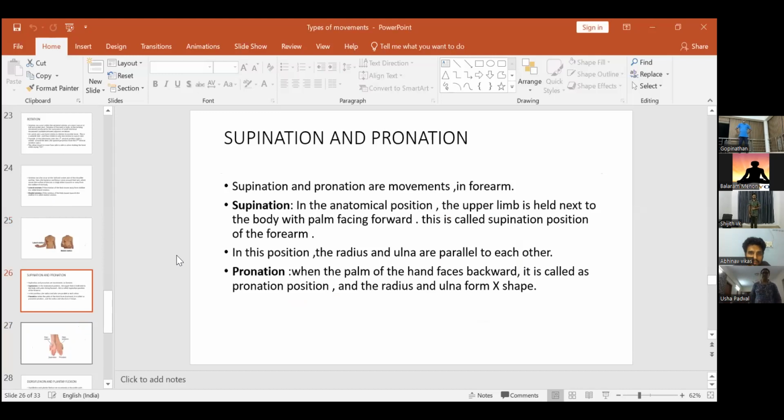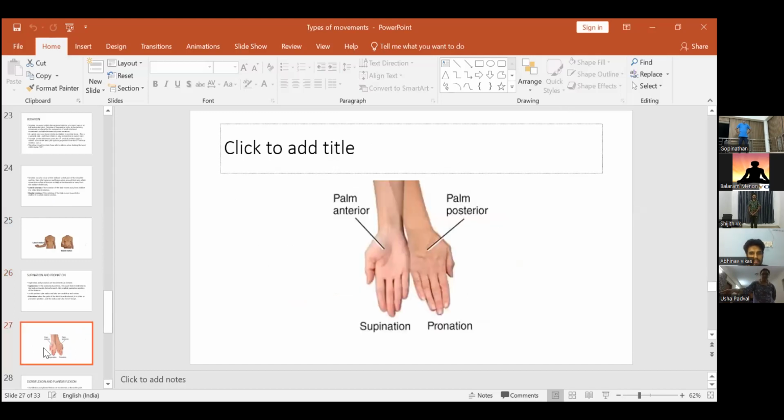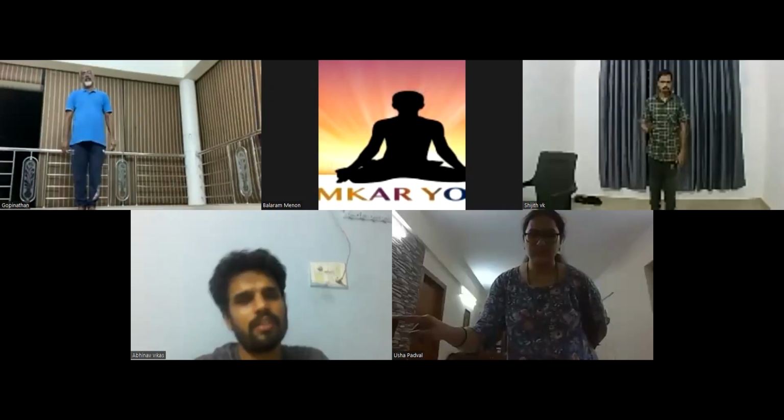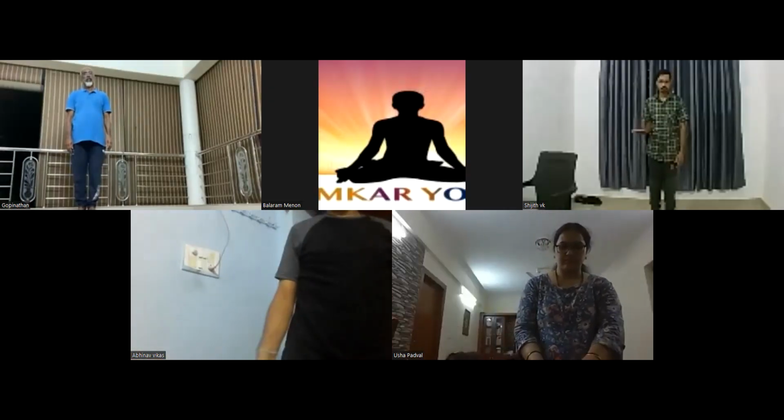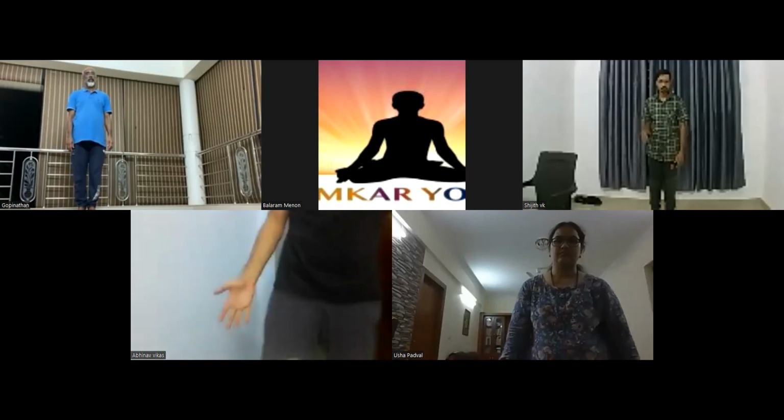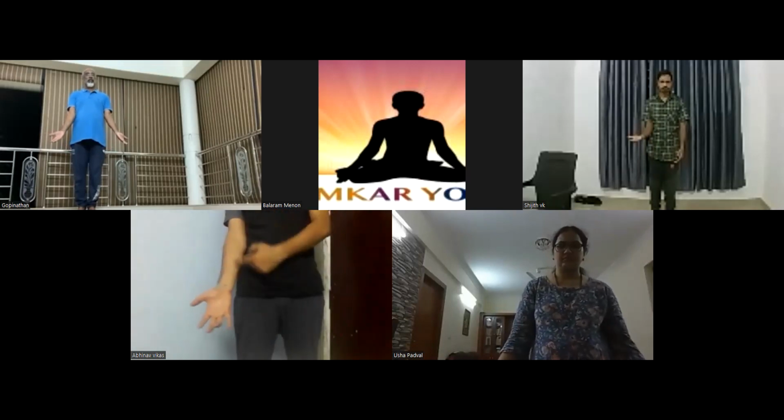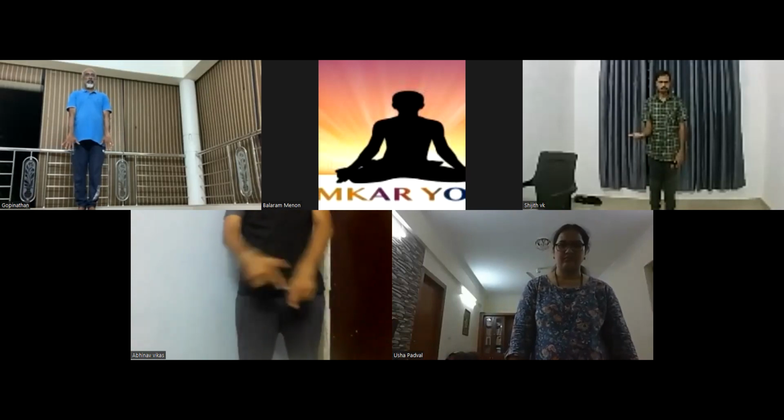Supination. In the anatomical position, the upper limb is held next to the body with the palms facing forward, which is called supination, or when the palms face backward, it is called pronation. Supination, pronation, supination, pronation. This is supination of the hands, where radius and ulna are parallel. This is pronation, where radius and ulna are crossed, in an X.